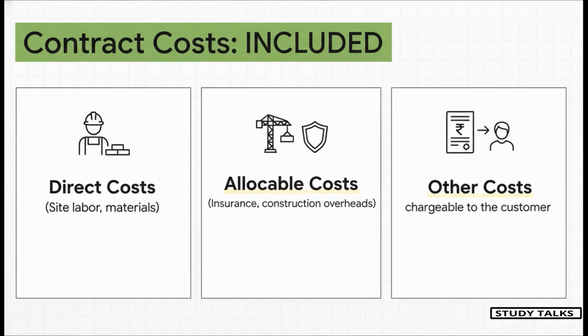builds? Now let's flip to the other side of the coin, contract costs. What gets included? Well, first you have your direct costs, the obvious stuff, like labor on site and materials. Then you have costs that can be allocated, like insurance or general construction overheads. And finally, you can include any other costs that the contract specifically allows you to charge back to the customer.